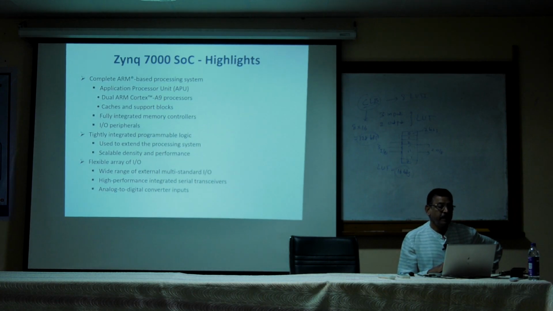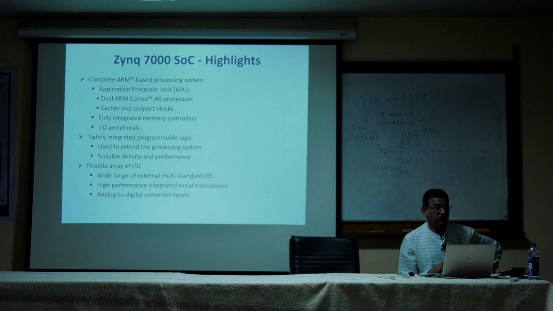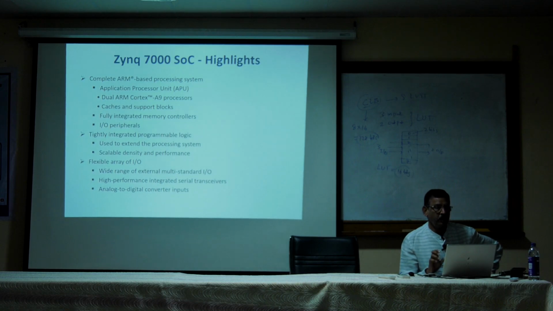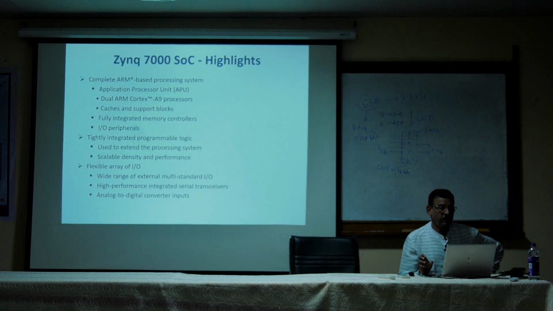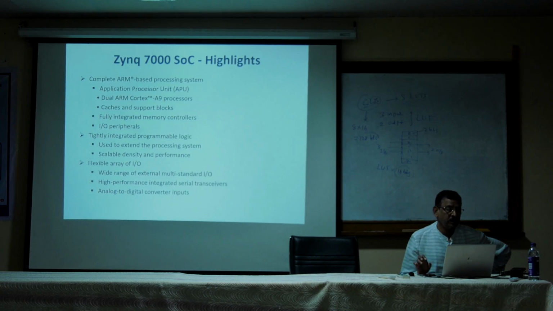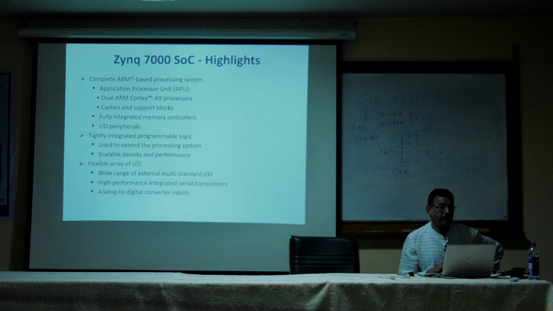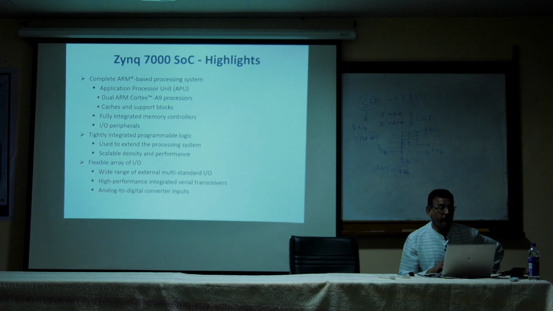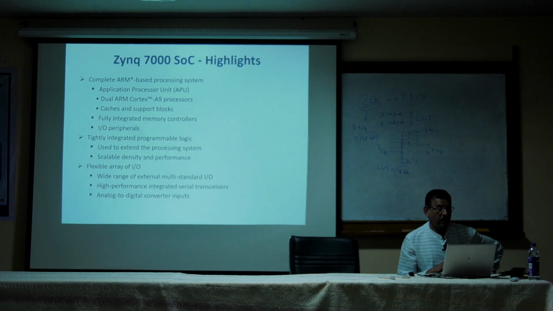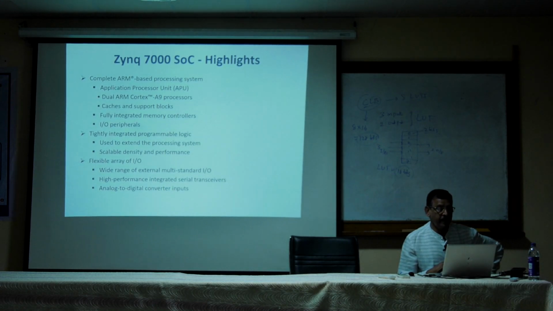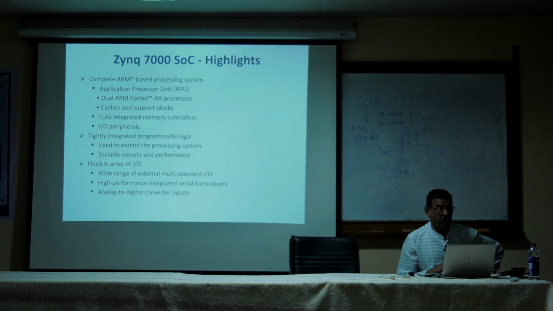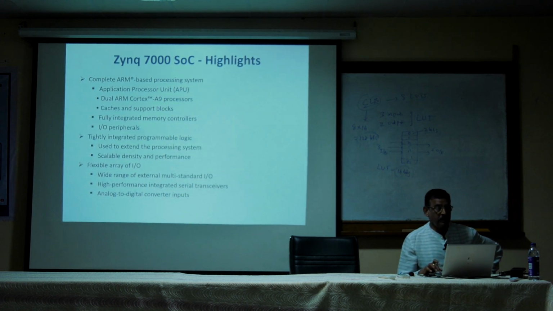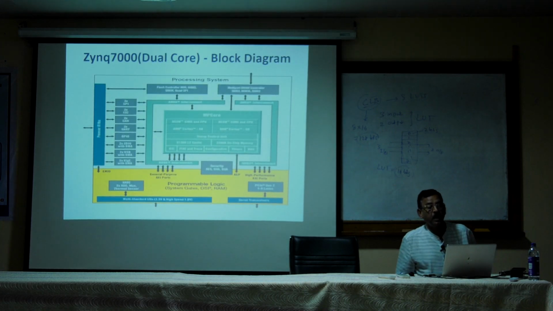Okay. So, a complete ARM based processing system, like a complete ARM processor core. How we program an ARM processor core outside the FPGA, the same similar ARM processor core is present on the chip. The application processor unit, dual ARM Cortex A9 processor, cache support, fully integrated memory controller, IO peripherals, tightly integrated programmable logic, and a flexible array of IOs, wide range of external multi-standard IOs, high performance integrated serial transceivers and A to D analog-to-digital converter inputs. This is the internal architecture of that FPGA.